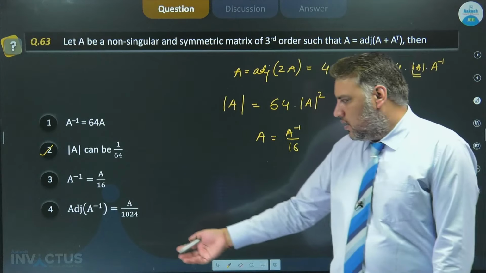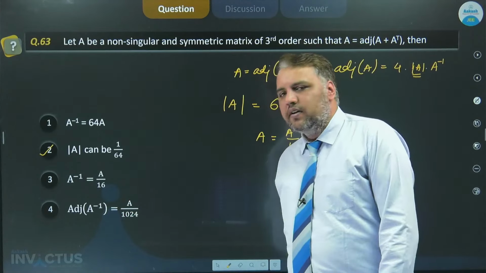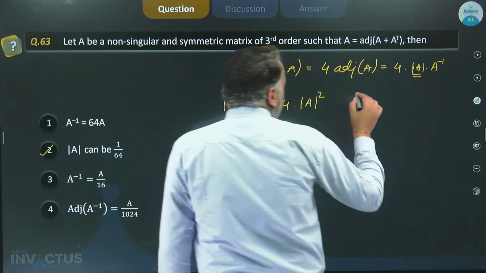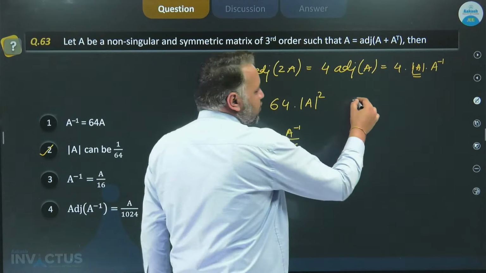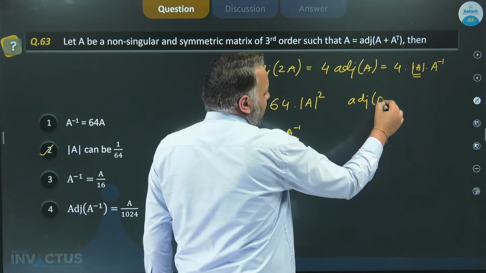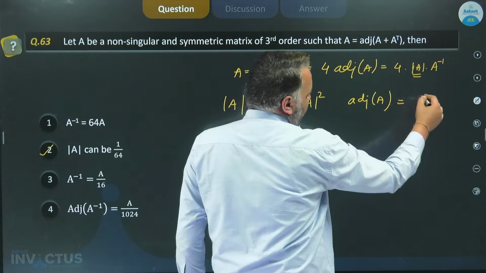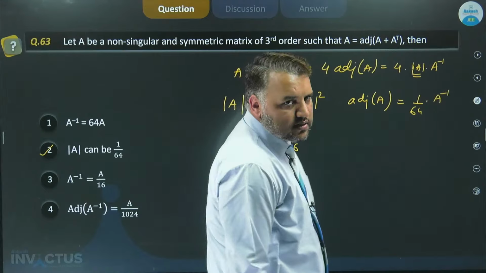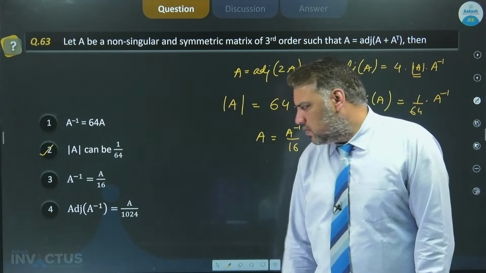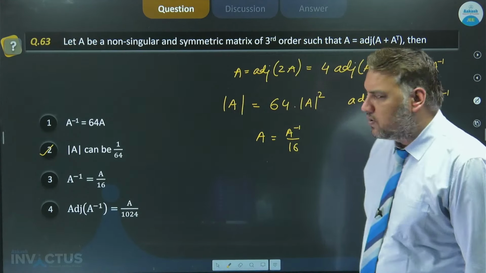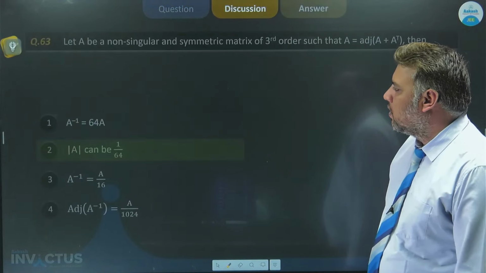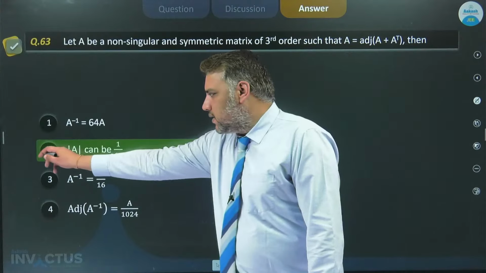Similarly, you can again comment on adjoint of A inverse and A. Because using this relation again, you know adjoint of A is 1 by 64 times A inverse. Now you can take inverse on both sides. So the fourth option will also be an incorrect option. So second is the correct option. So this is the correct answer.